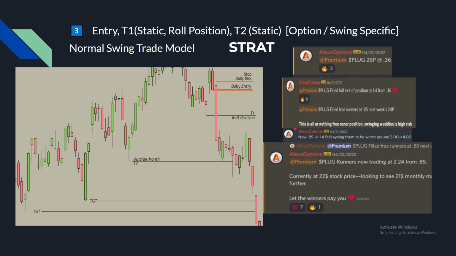And you can see what I said here. This is an all or nothing free runner position. Swinging weeklies is higher risk. And this is why I manage the risk the way I do when it comes to swinging positions.